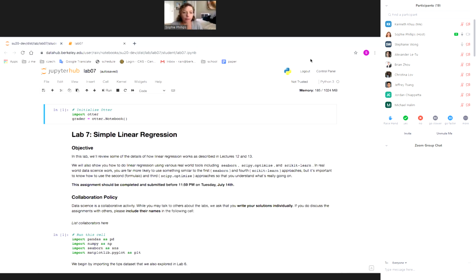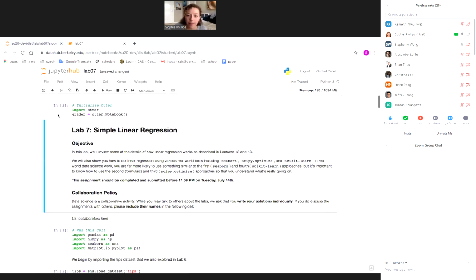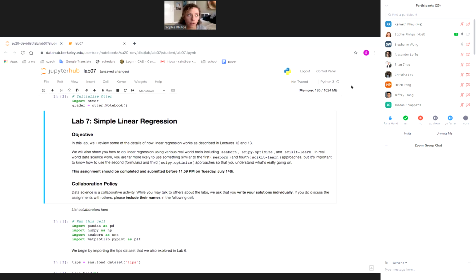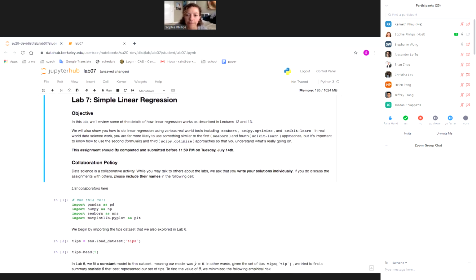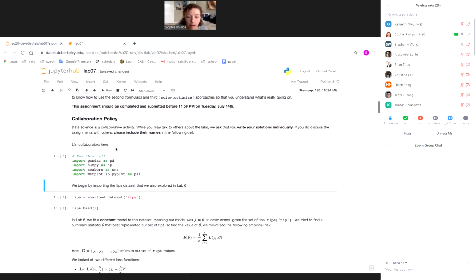This lab is going over simple linear regression. We're going to try a bunch of methods to fit a simple linear model. Let's start. We're going to try 5 different methods to fit a linear model. So let's start by running our configuration cell and loading in our data.